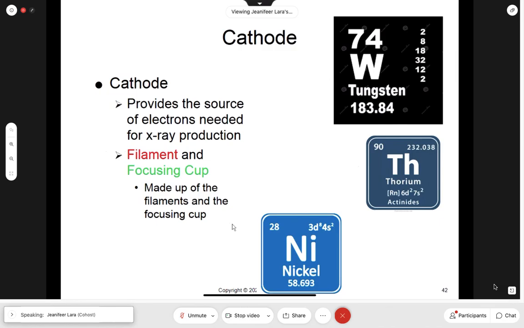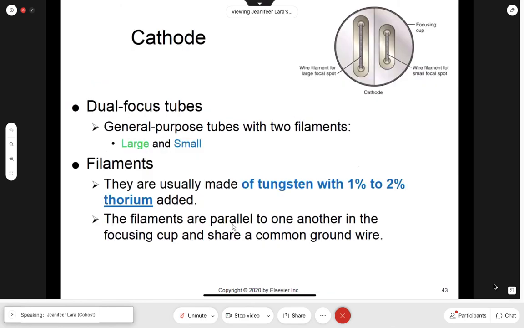Now, the focusing cup is made out of nickel. The focusing cup is made out of nickel. And we also talked about what is a dual focus tube. We have two sizes. Can someone refresh my memory? What is the purpose of having two separate sizes of filaments? To provide a large or small focal spot?